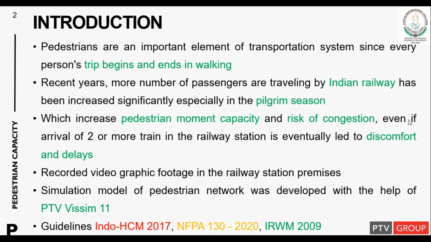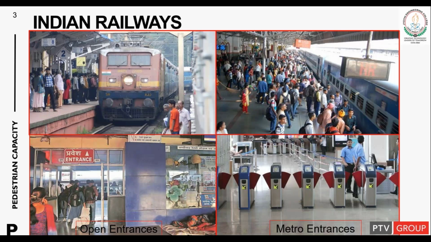And then this is the Indian Railway. This image shows the mass transit system in Indian Railway. You can see the bottom left image is an open entrance in the Indian Railway. Most of the stations have only this type of entrance, so we cannot control the passengers in and around, whether they are taking tickets or not, and we cannot monitor.